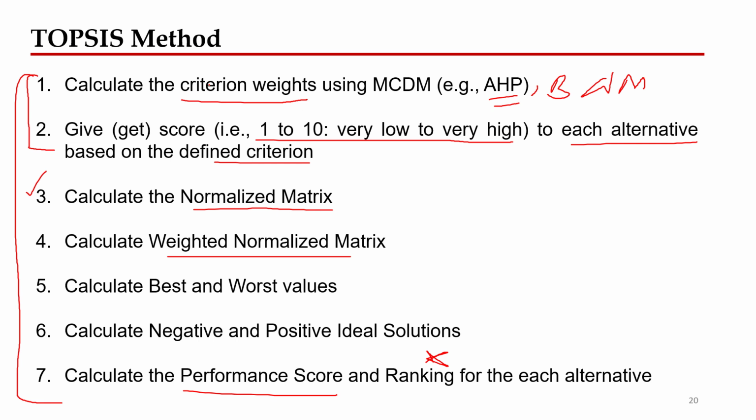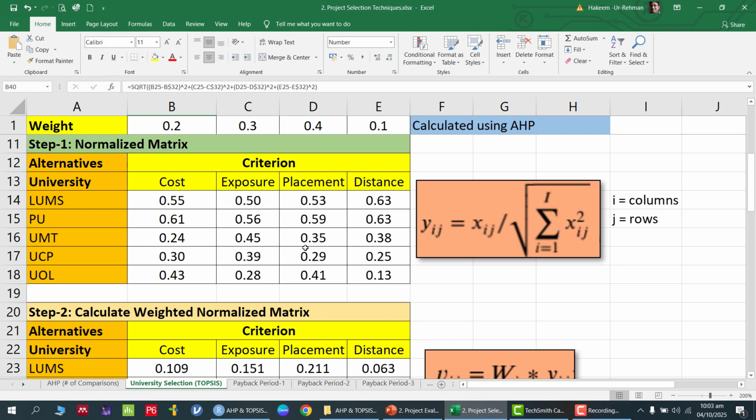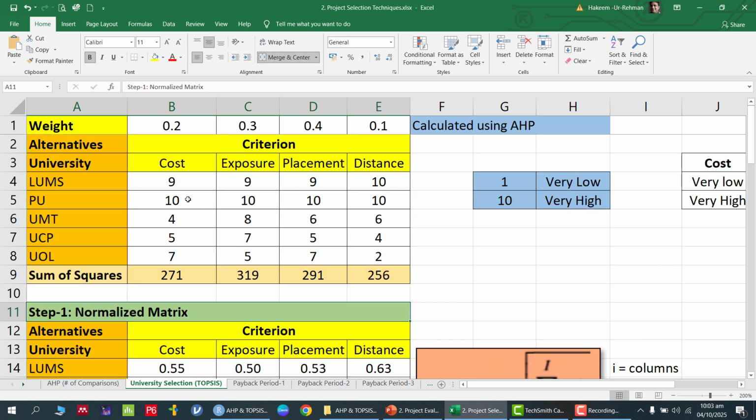So now let's discuss all these steps in Excel. In Excel, I'm going to show how we can manually calculate TOPSIS. First of all, the problem is that I would like to pick the best university. I have these 5 options: LUMS, PU, UMT, UCP, and University of Lahore. Based on these four criteria, I am going to pick the best university. The criteria are cost, exposure, placement, and distance.